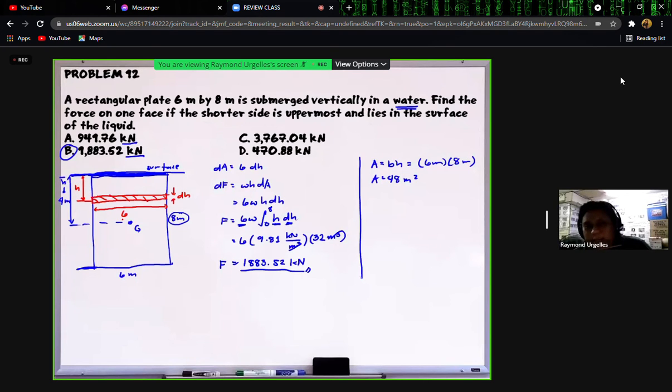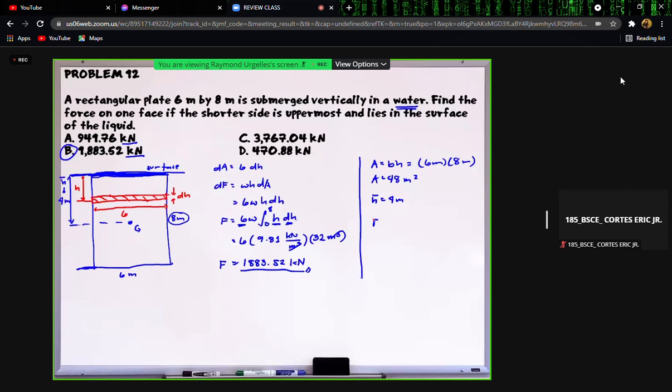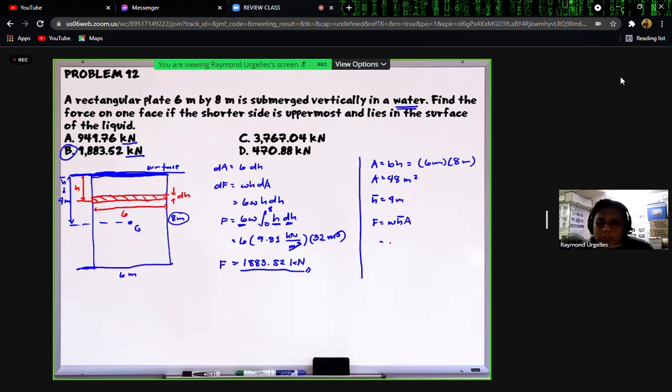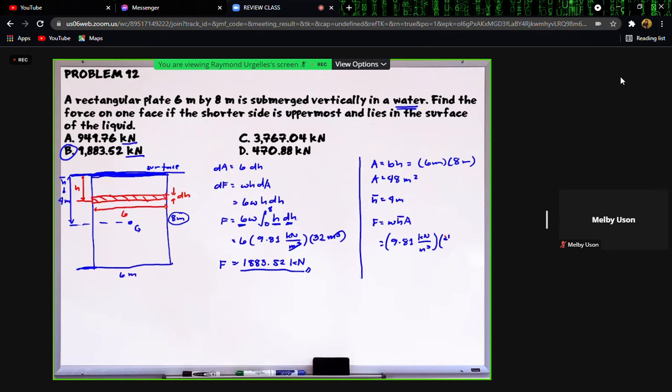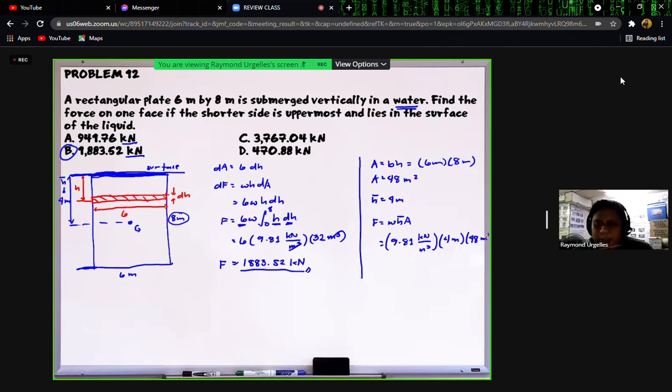Di ba? So therefore, yung h bar na gagamitin natin dito is layo ng centroid from the surface. So kaya 4 meters na yung gagamitin natin. So h bar is 4 meters. Di ba? So then solving for the force, again, we can use omega h bar. So this is 9.81, kilonewton per cubic meter, multiplied by h bar. Ang h bar natin dito ay 4 meters. And yung area natin is 48 square meters.